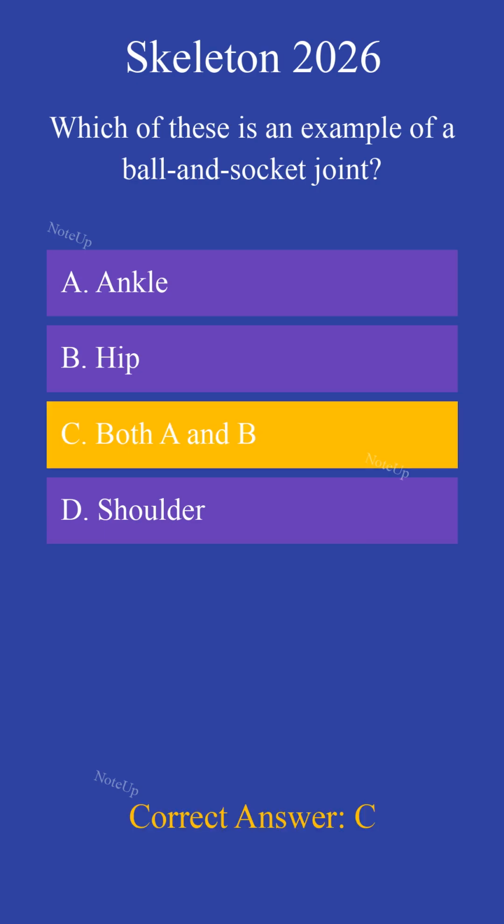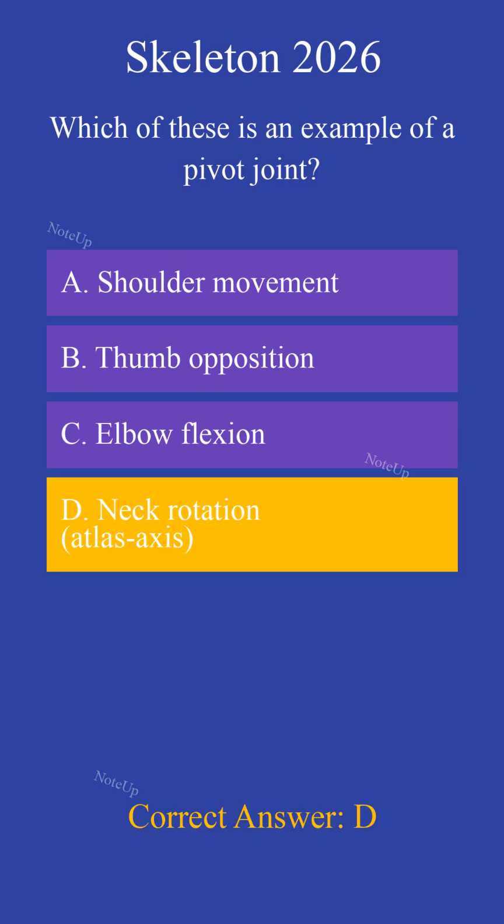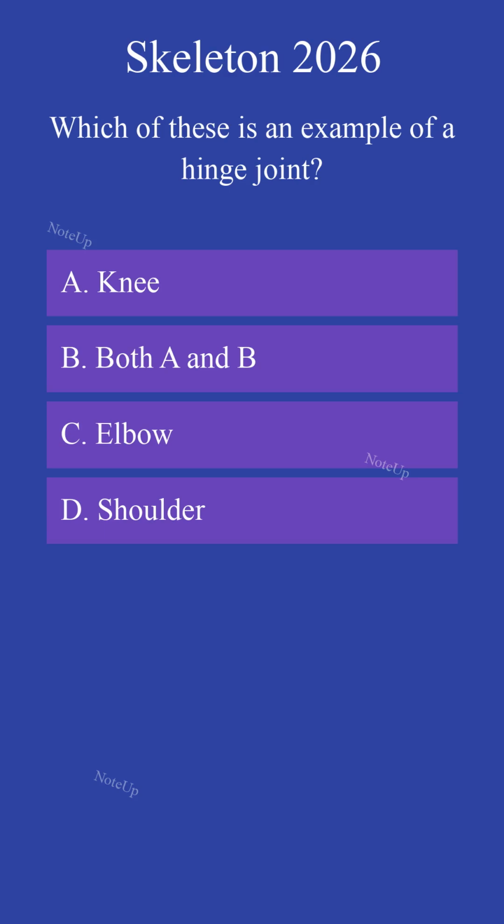The correct answer is C. Both A and B. Which of these is an example of a pivot joint? The correct answer is D. Neck rotation, atlas axis. Which of these is an example of a hinge joint?